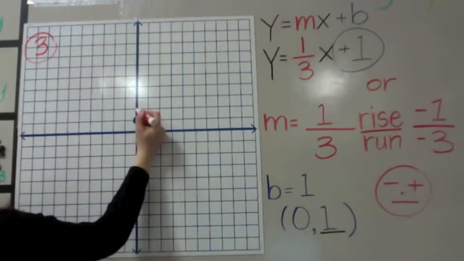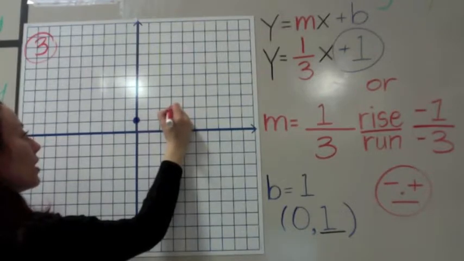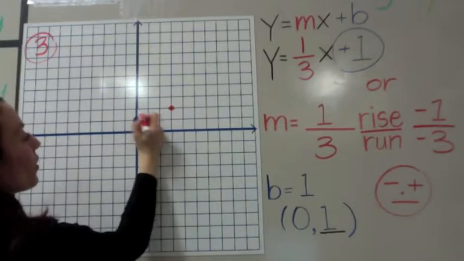From this point, let's go up 1 and over 3. So we're going to go up 1 unit. Don't make a point there, though. Go up 1 and then go over 1, 2, 3. Now you put your dot down. You can tell that the rise is 1 over 3, or the slope is 1/3.